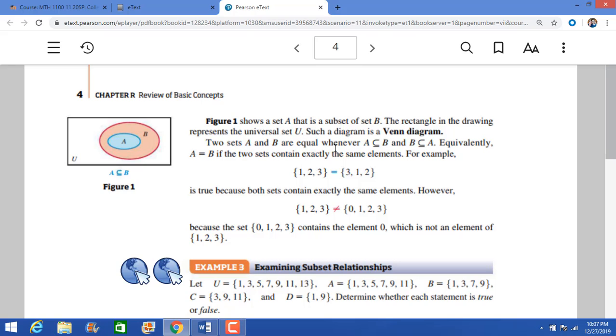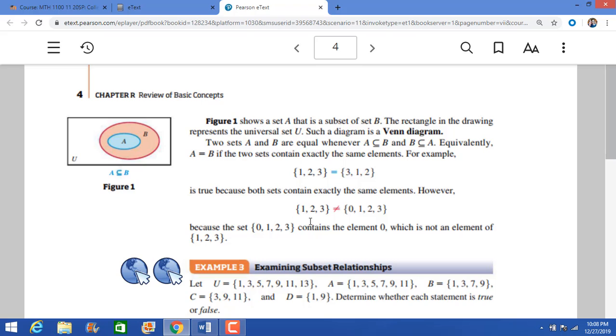Now two sets A and B are equal whenever A is a subset of B and B is a subset of A. If this is true, then we say that the two are equal. Equivalently, we would say A equals B if the two sets contain exactly the same elements. For example, if we have {1, 2, 3} and we have the set {3, 1, 2}, remember order doesn't matter, all we care about is what elements are inside the set. You can see that these two sets are the same and therefore equal.